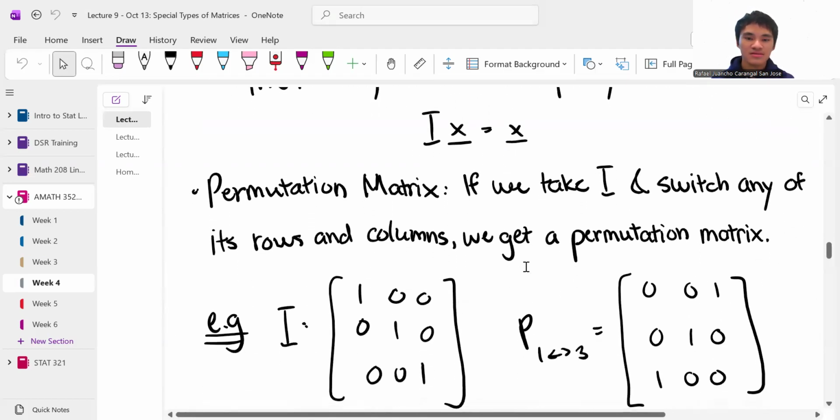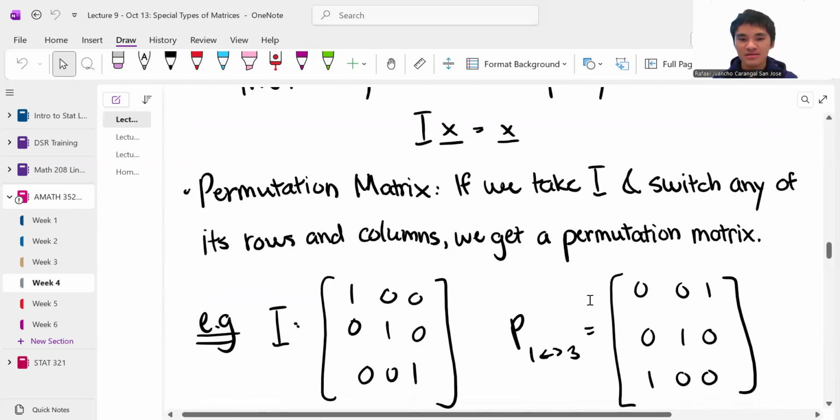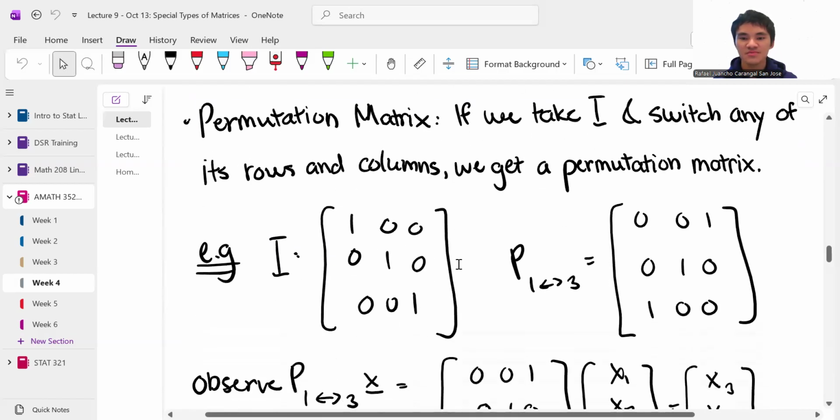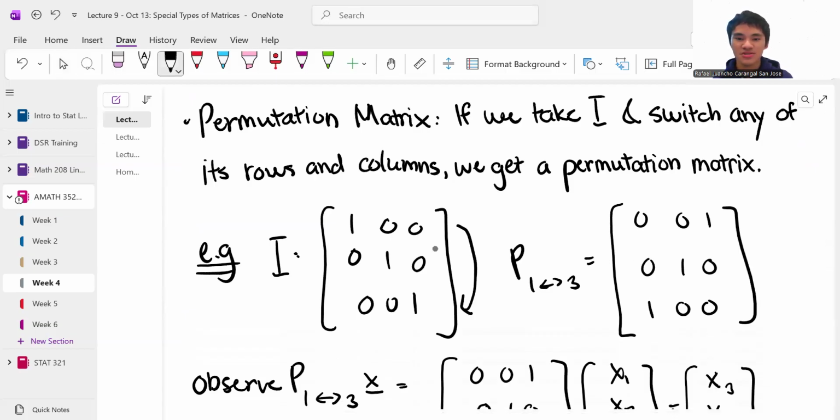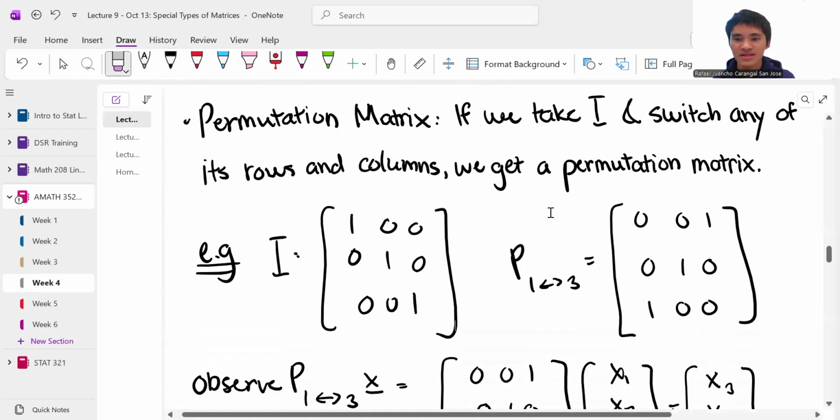Now let me look at a permutation matrix. If we take I and switch any of its rows and columns, we get a permutation matrix. So if we switch 1 and 3, so this is row 1, we switch this around, we would get that permutation matrix. And there's a notation for it. We switch 1 and 3. We would get that.